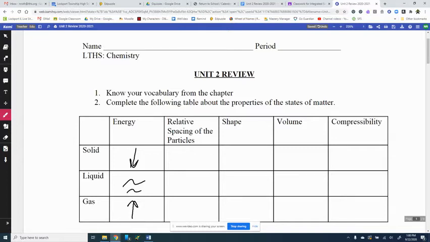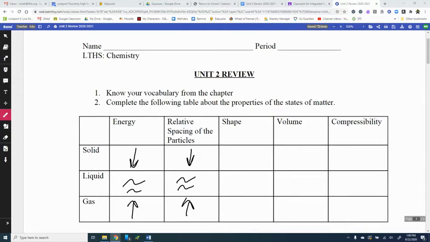Spacing of particles. Solids have the lowest spacing of particles. They are the closest together. Liquids, again, have the middle spacing of particles. They are closer together than gases, but they are a little bit farther apart than solids. And gases have a lot of space in between. Sorry, I'm going to move this real quick.